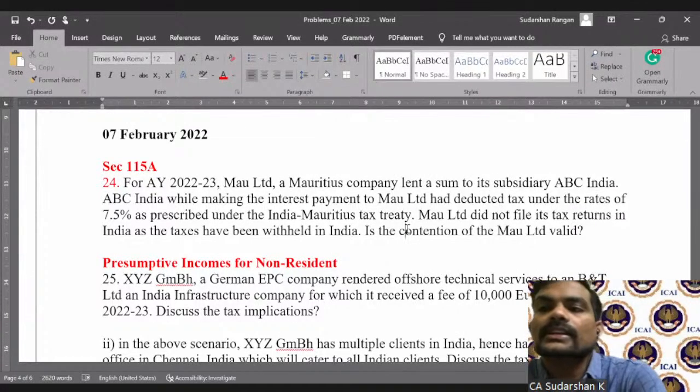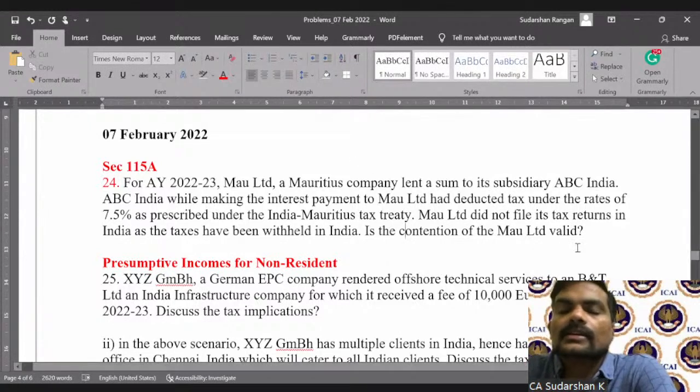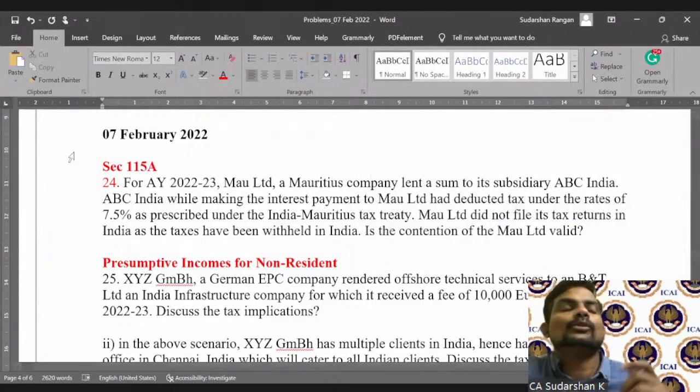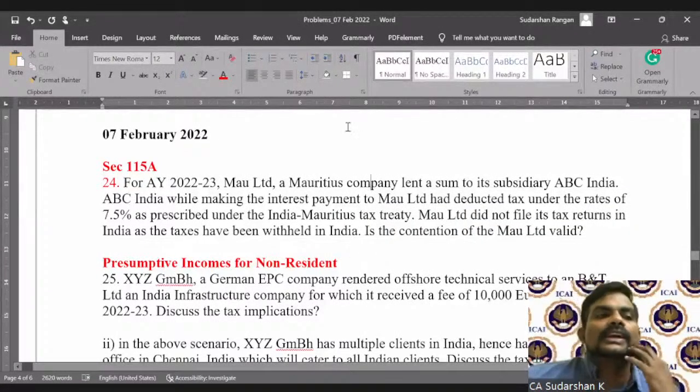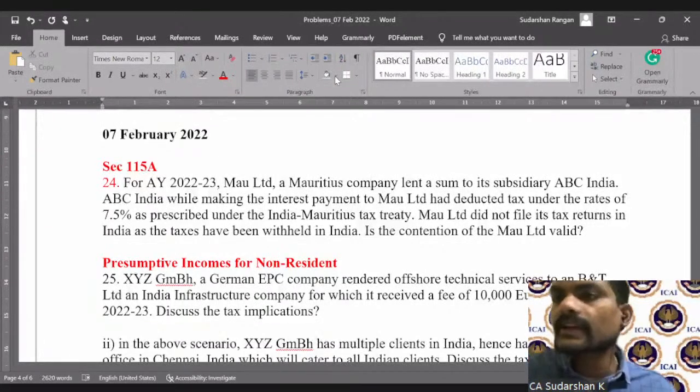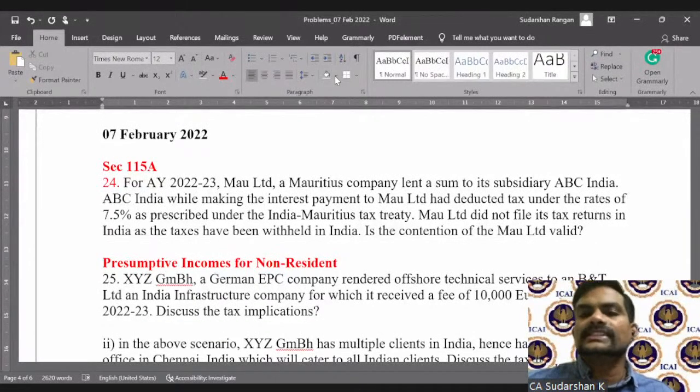Now Mauritius Limited did not file its tax returns, as according to Mauritius Limited, the taxes have been withheld in India. Is the contention of Mauritius Limited valid? So they are saying, hey, I don't need to file tax returns because under the India Mauritius Treaty 7.5%, and the payer, that is the borrower, which is ABC India, has withheld the taxes at 7.5%, and therefore there is no requirement for me to file tax returns in India.